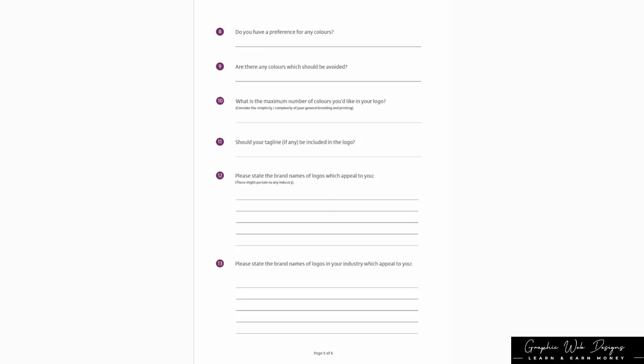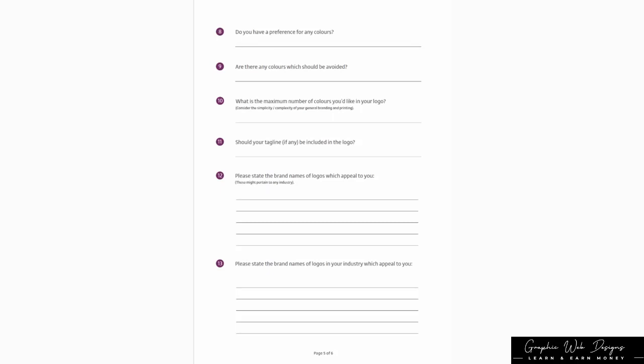Question 9 asks, are there any colours which should be avoided? This is a fairly obvious one, and if preferred colours have already been requested, it's one that's arguably unnecessary. However, this question is asked to see if there are any conflicts. If a client requested silver as a colour, for instance, and claimed here that they wish to avoid the colour grey, there would need to be further discussion on this.